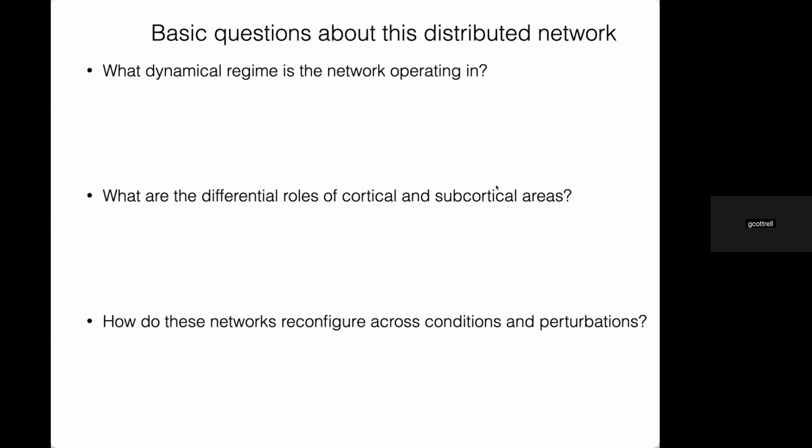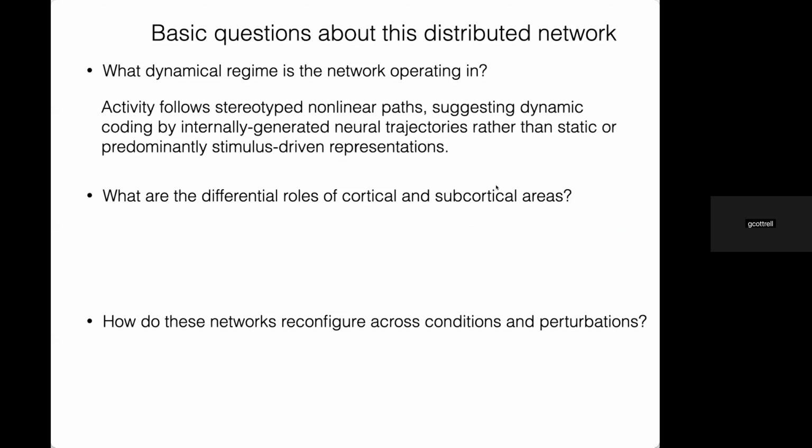Okay, so this is a bit of a whirlwind of our results, but so far, I've told you that what we see in this task is that the network seems to be following these stereotyped nonlinear paths, suggesting coding by these internally generated neural trajectories, rather than fixed point attractors or low-dimensional stable manifolds, and also not a very stimulus-driven, like a reservoir network or a low-dimensional stimulus-driven network.